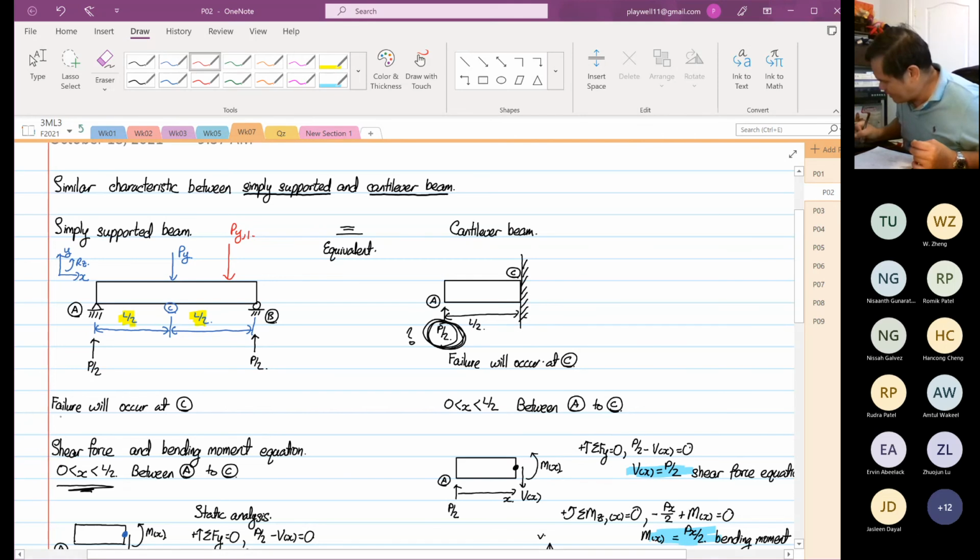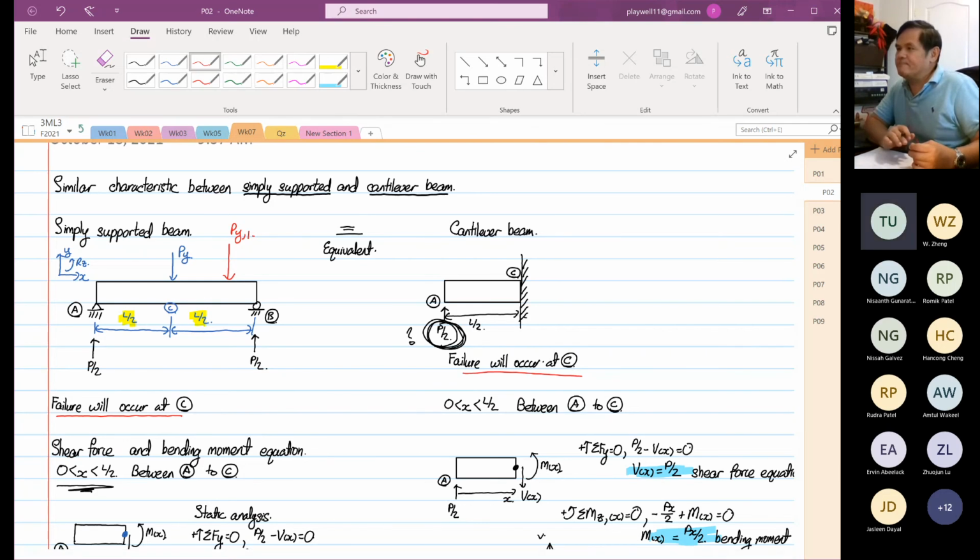Remember how I started this analysis. Failure will occur at point C. Once the failure point is the same, it's the same. Does that make sense to you now? You have to find where the failure will occur.